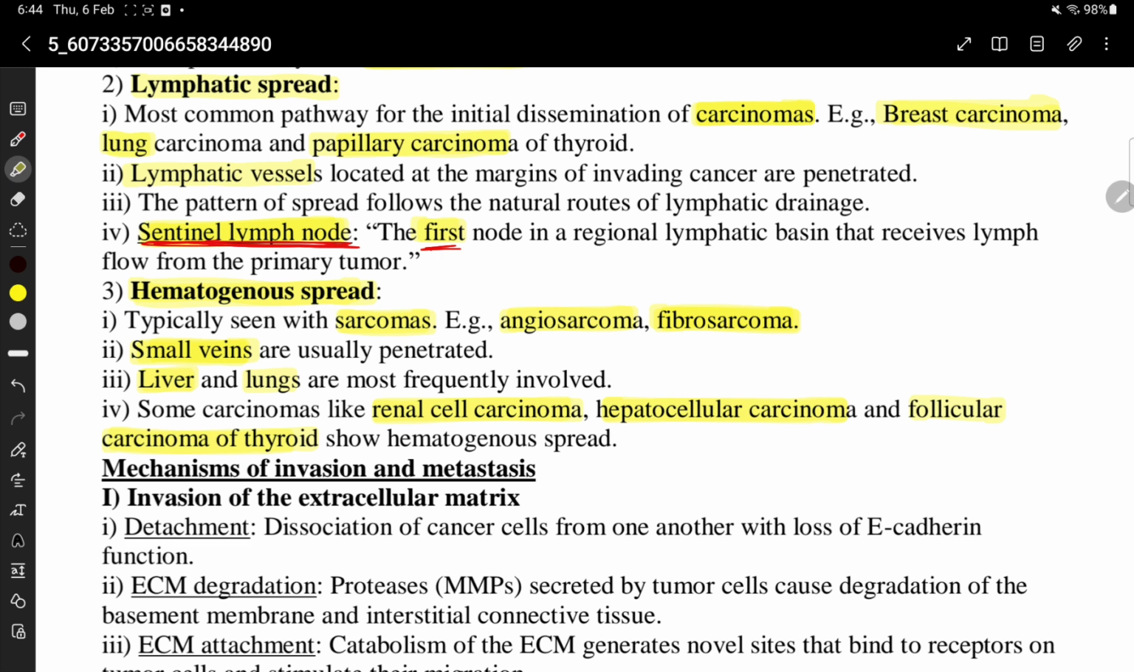In hematogenous spread, typically seen with sarcomas like angiosarcoma and fibrosarcoma, the small veins are usually penetrated. Liver and lungs are most frequently involved. Some carcinomas, like renal cell carcinoma, hepatocellular carcinoma, and follicular carcinoma of thyroid, also show hematogenous spread.